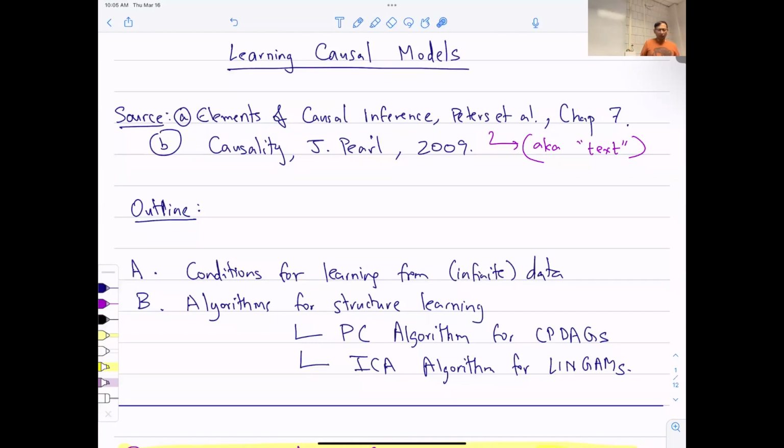Okay, cool. So now I'm going to switch track and switch to learning causal models.